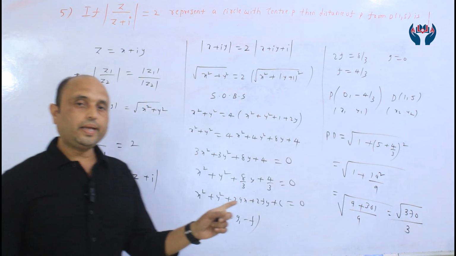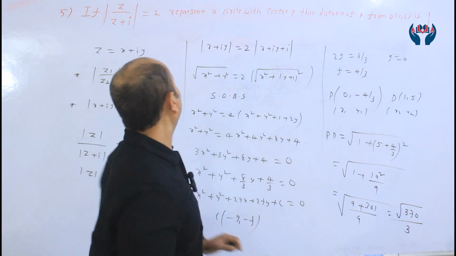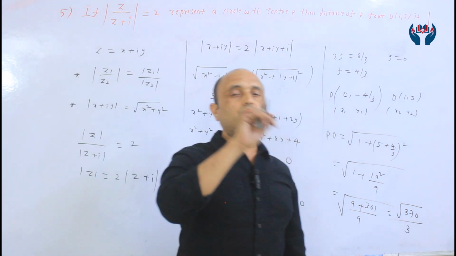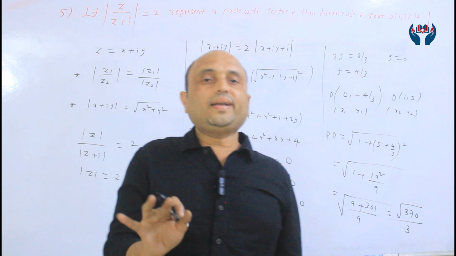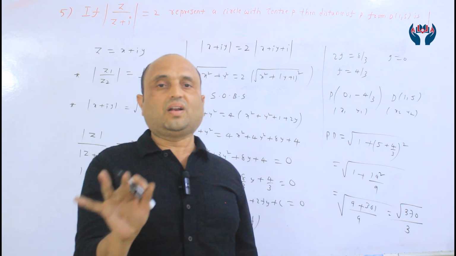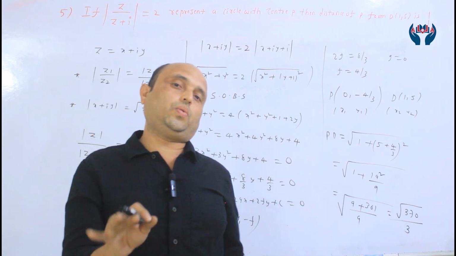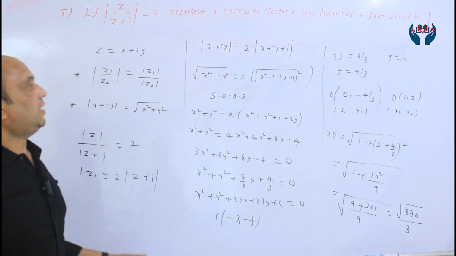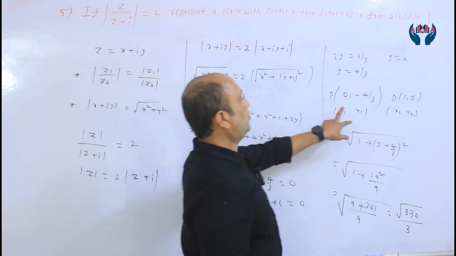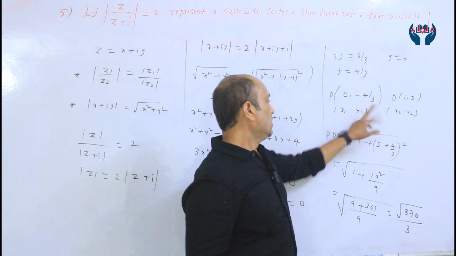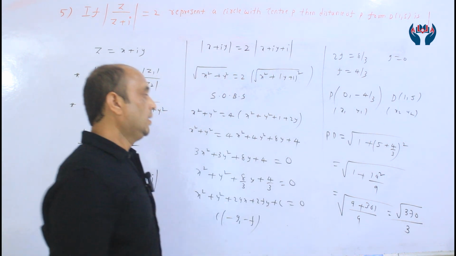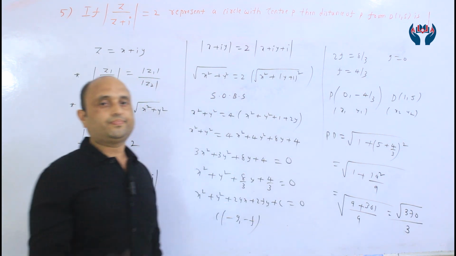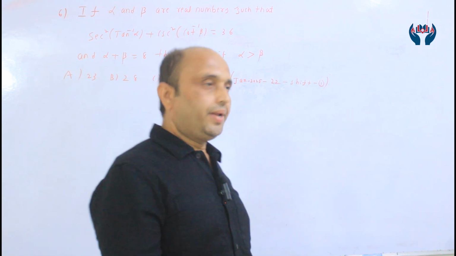Root 370 by 3. This is our required answer. Now, the given equation is in the form of a circle. So by using the circle complex form, find the equation of the circle in general form. Substitute z equal to x plus iy in the modulus form. After getting the center, the center is (1, 5). Just find out the PD. So the PD, root 370 by 3, is our required answer. The next question is from inverse trigonometry.